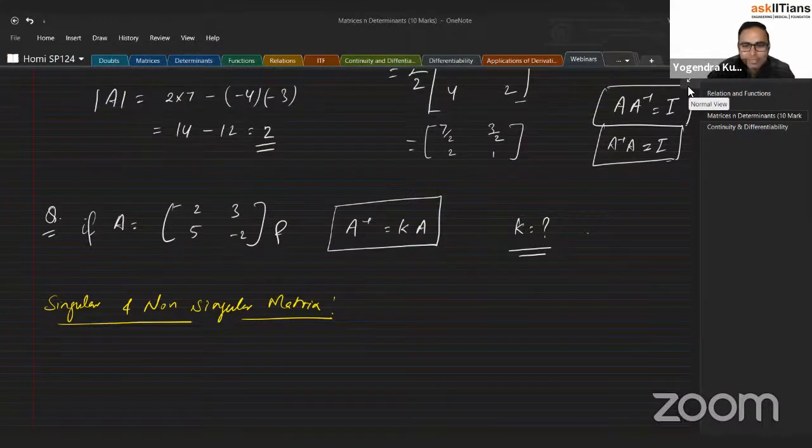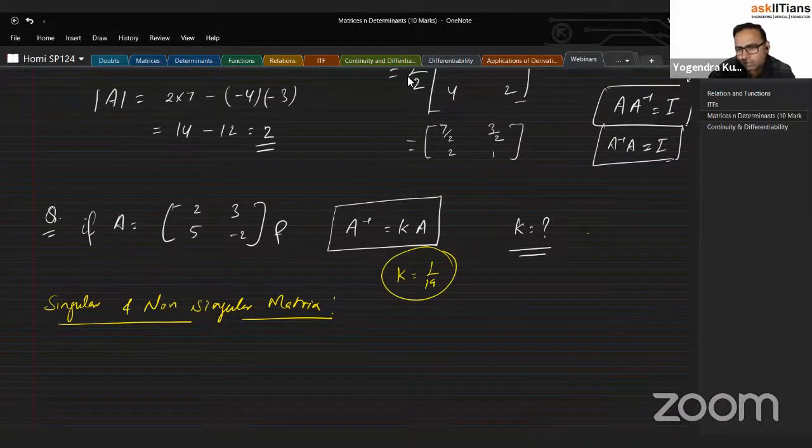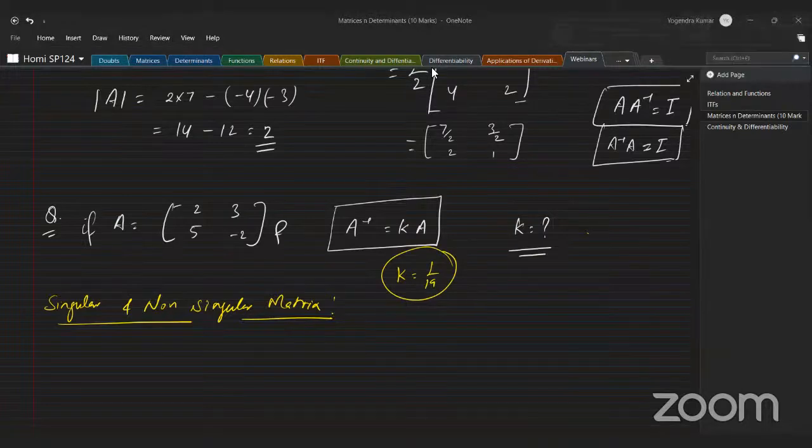So guys, what are we getting? K is equal to what? 1 by 19. That is the answer we get. I hope everyone is getting it right. Should I do it or not? Yes. Perfect. Lari, you got it right.